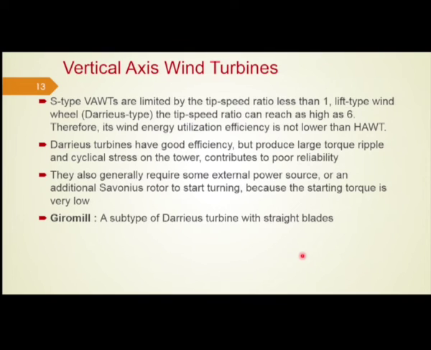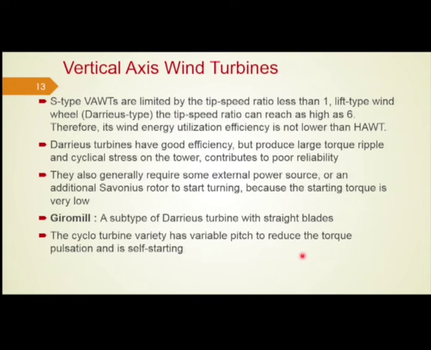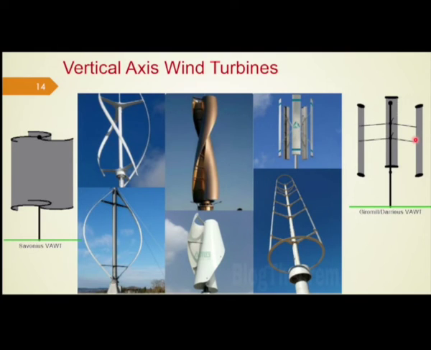And another type of vertical axis wind turbine is the gyromill wind turbine. It is a subtype of Darrieus turbine with straight blades. The blades of vertical axis wind turbines are usually curved, but the gyromill has straight blades. It has a variable pitch, so it reduces the torque pulsation and it is self starting. The self starting problem of the Darrieus wind turbine is eliminated in the gyromill wind turbine.